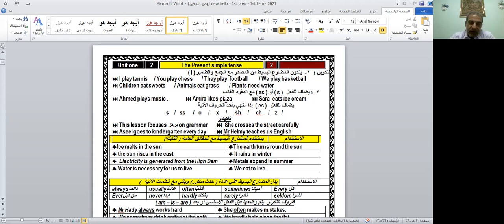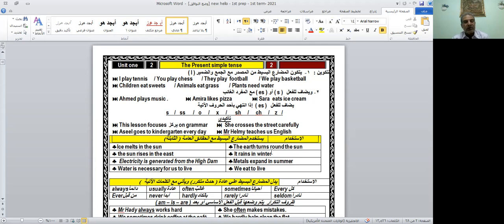Be careful about the verb that ends in s, ss, o, x, sh, ch, z. You have to add es to the end of the verb that ends in these letters. This lesson focuses on grammar. Asil goes to kindergarten every day. She crosses the street carefully. Mr. Helmi teaches us English.